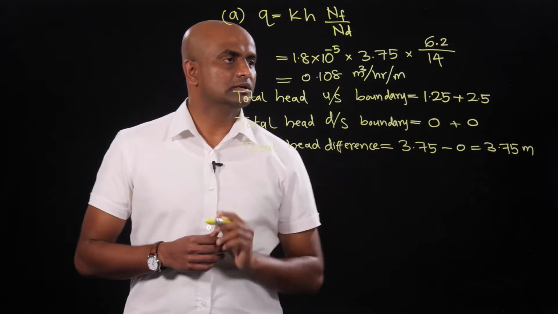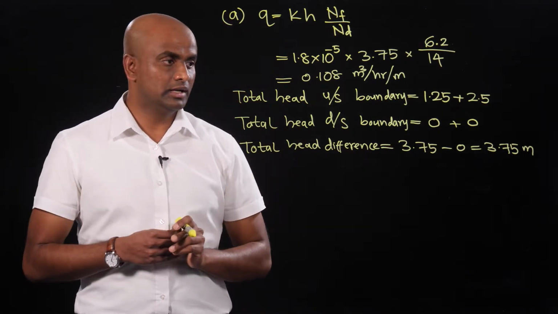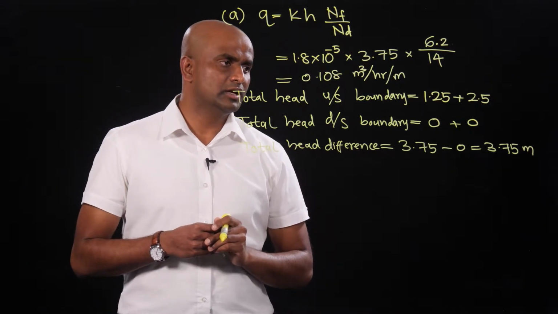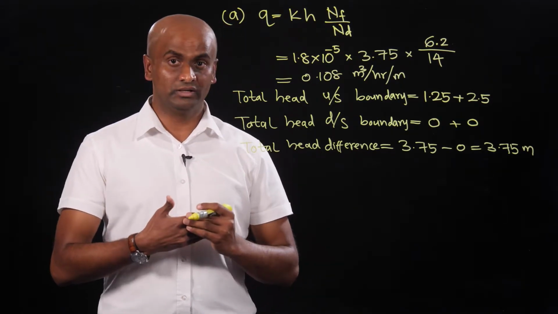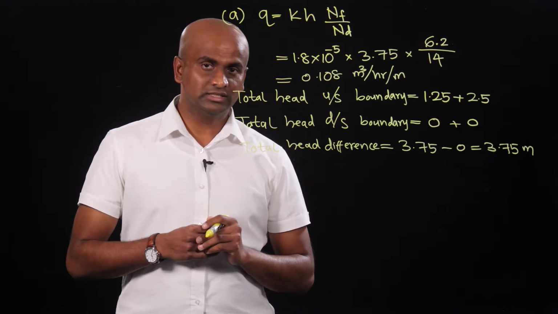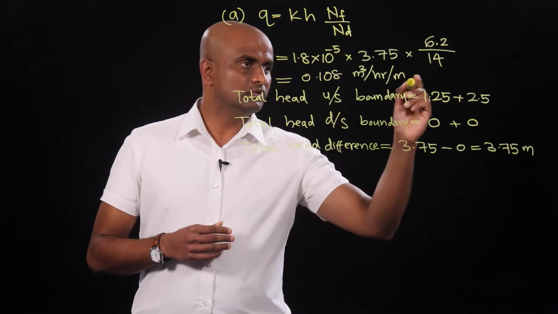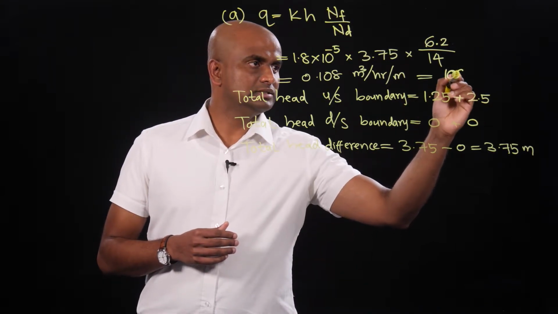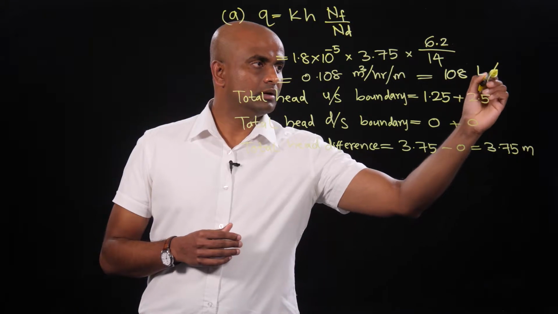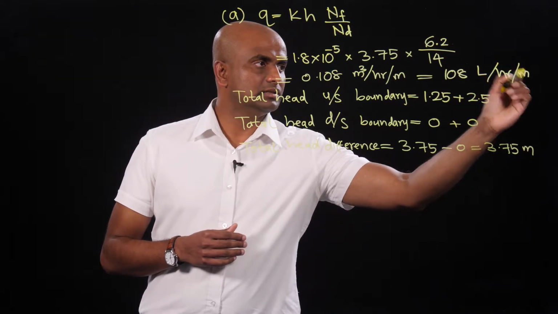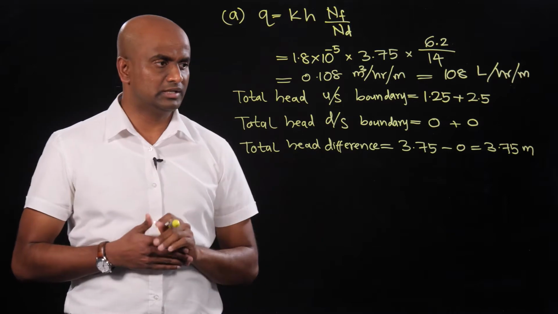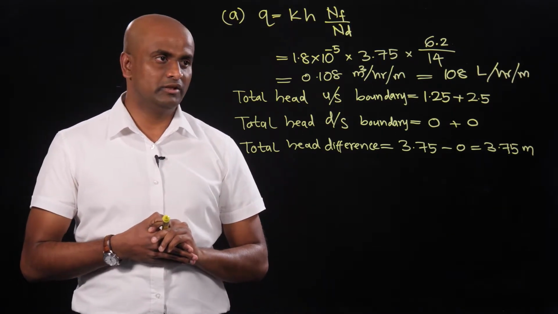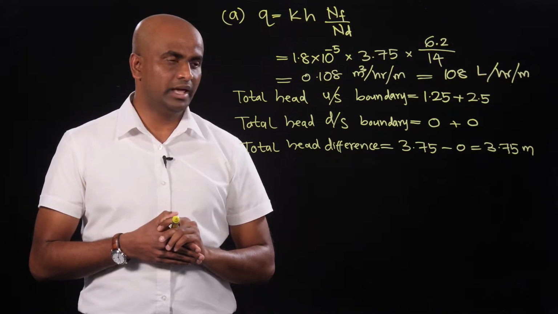So we are considering a 1 meter length of the sheet pile wall, therefore it is per 1 meter. But the question asks you to give the final value in the units of liters per hour per meter. So if you convert this into liters, that will be 108 liters per hour per meter length. So we are looking at a 1 meter length, because this is just the cross section of the sheet pile wall. So that will be the answer for part A.